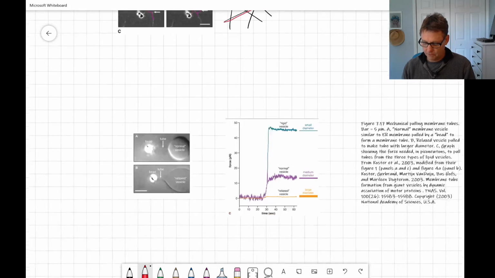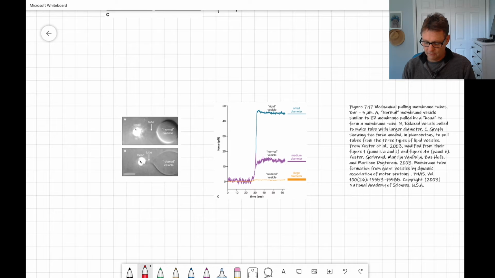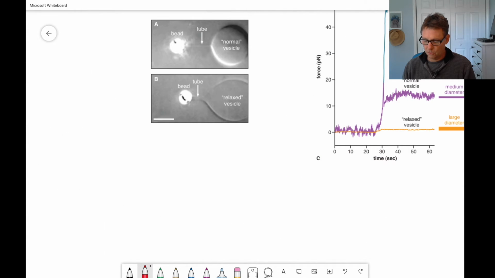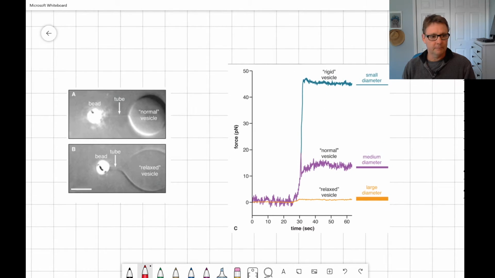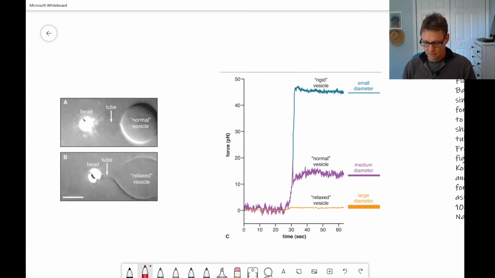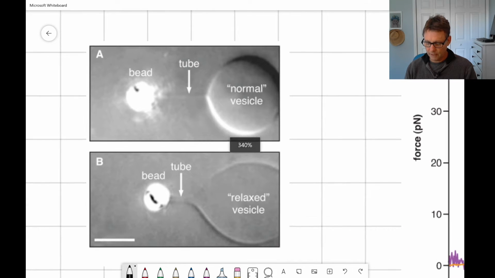The other figure in the book is talking about the force it takes to pull a membrane out of a vesicle or something like that. So in A, what we have here, I'll zoom into this. We have a tube.